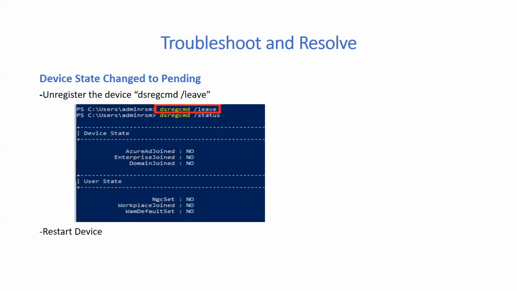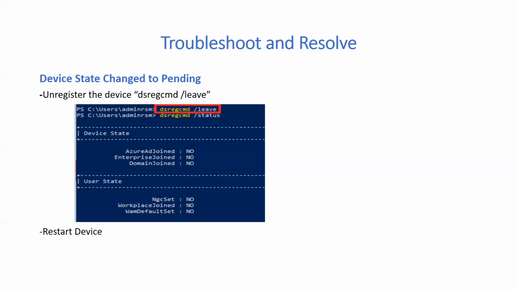Now, in order to solve this issue of device state changed to pending, we have to unregister the device by running dsregcmd. This time we'll be using the /leave command in an elevated prompt and then restart the device. Once we do this, this will reinitiate the device registration process through the task scheduler. And we can restart the device.